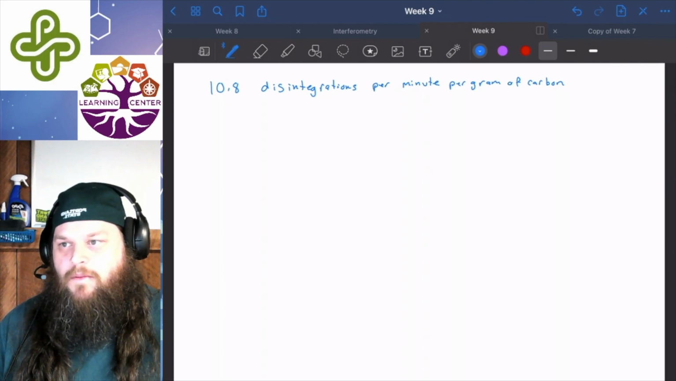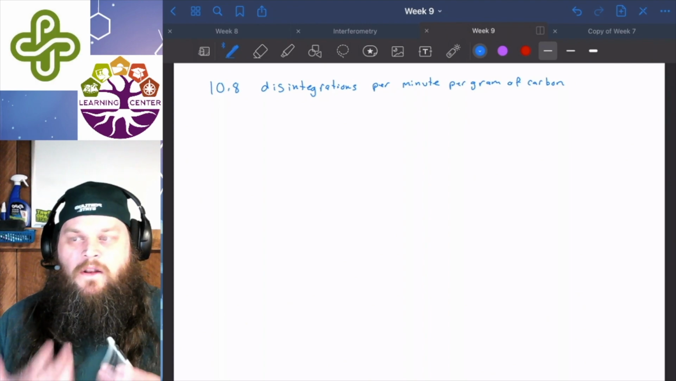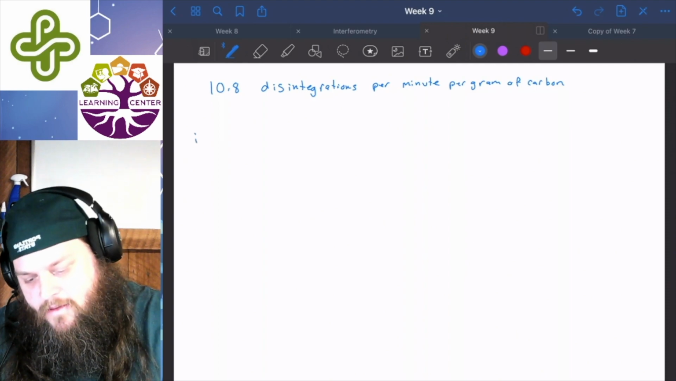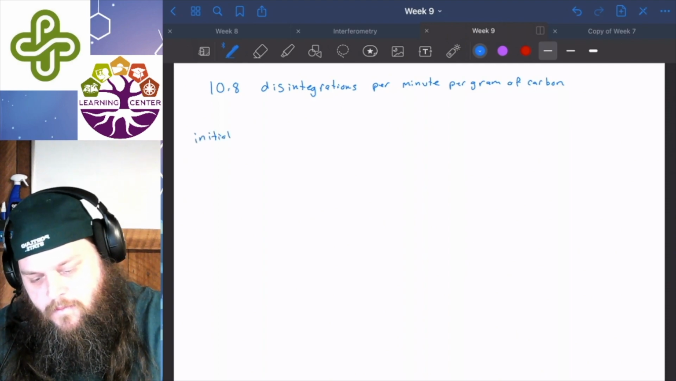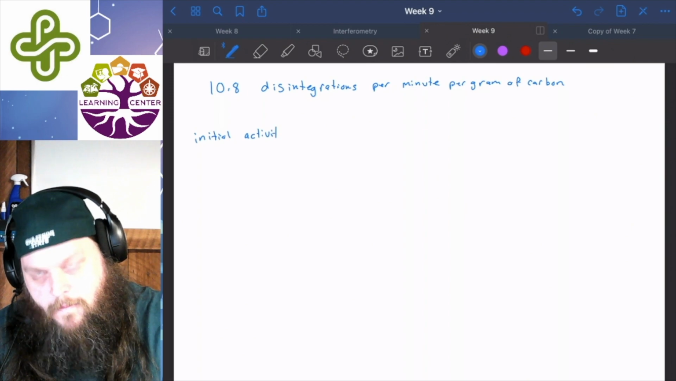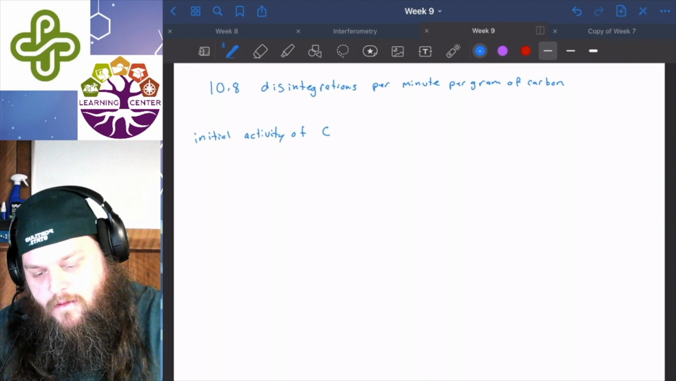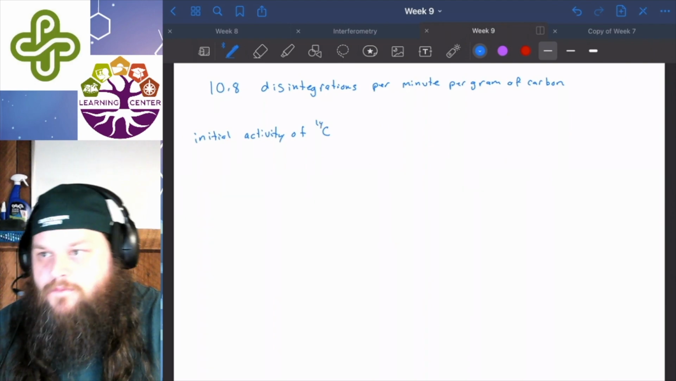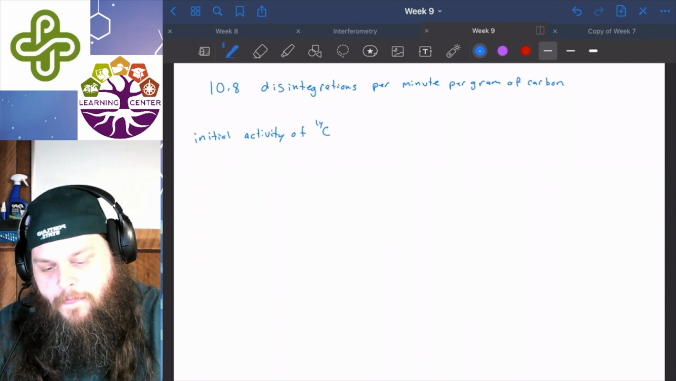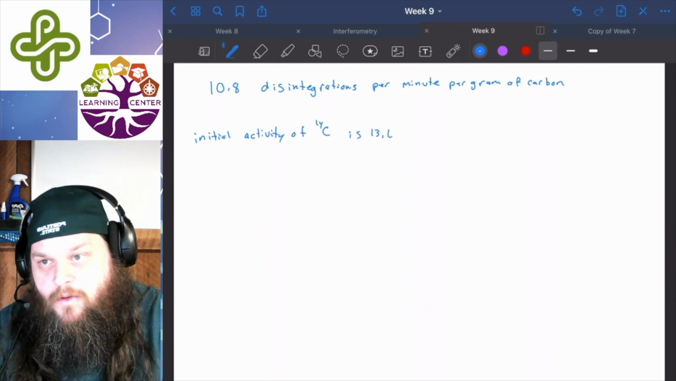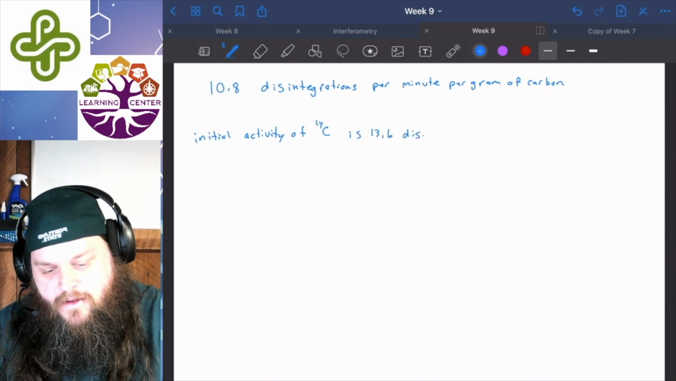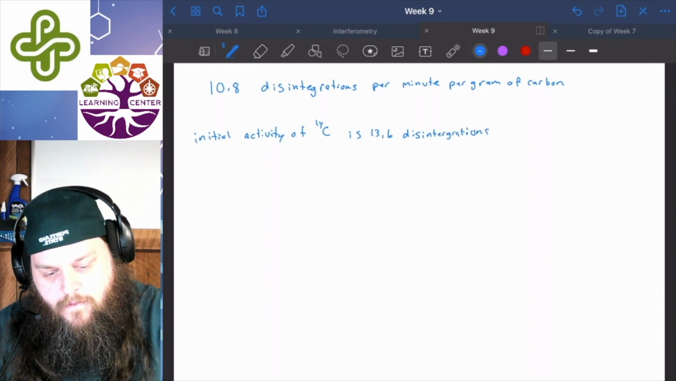gram of carbon. And we know that the initial activity of carbon-14 is 13.6 disintegrations, let's just say per minute per gram of carbon.